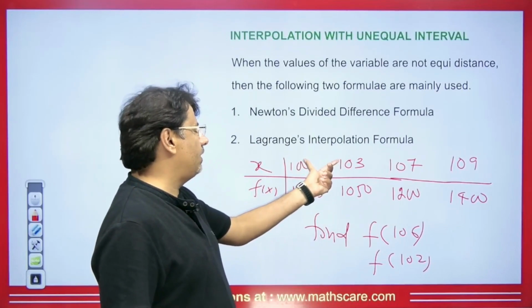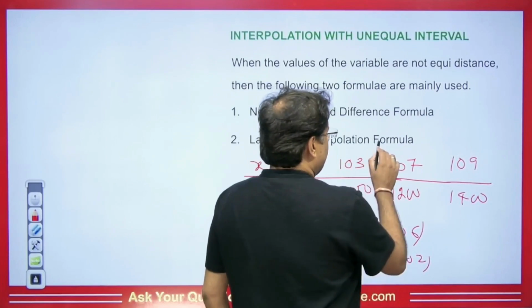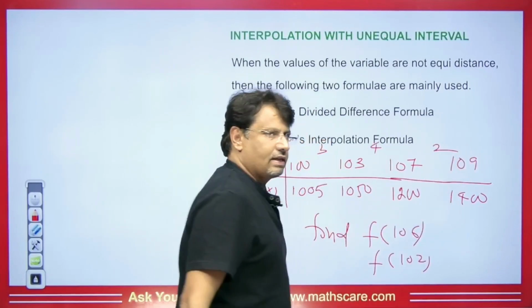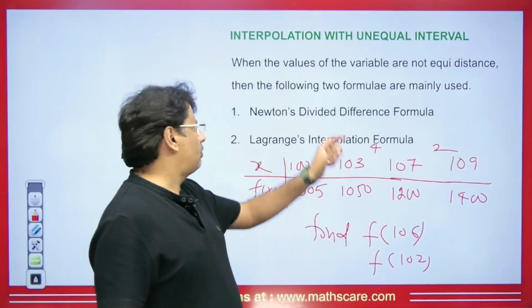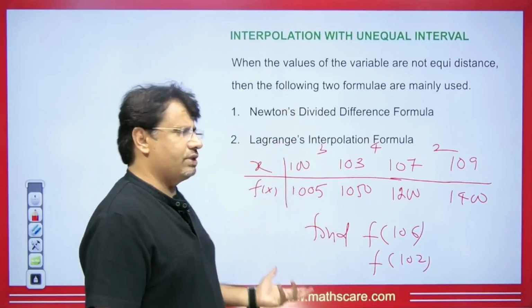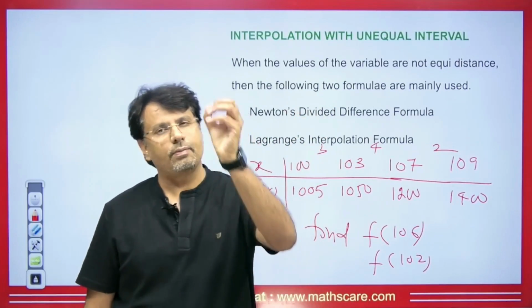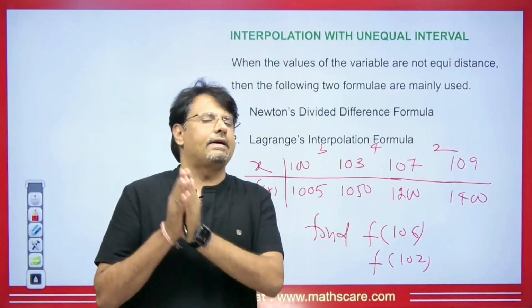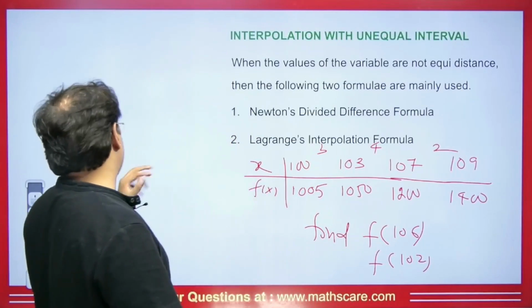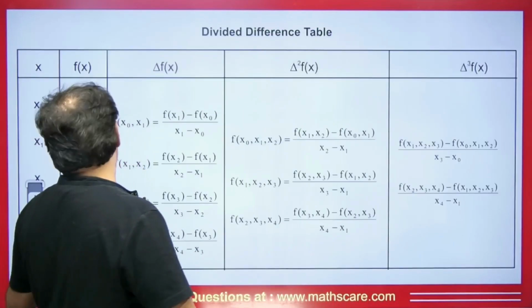So here it's an unequal interval. Here we have a difference of 3, here the difference is 4, and here we have a difference of 2. In such cases, either we use Newton divided difference or we use Lagrange. Now you will be told in the question which to use, so you have to apply that there and calculate it. So today I will tell you how to find this value by Newton divided difference.